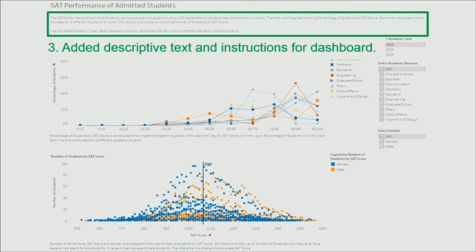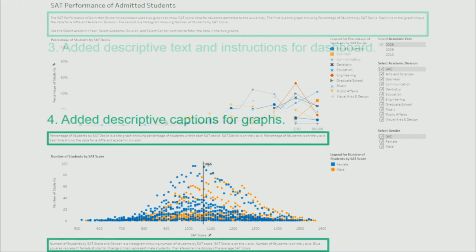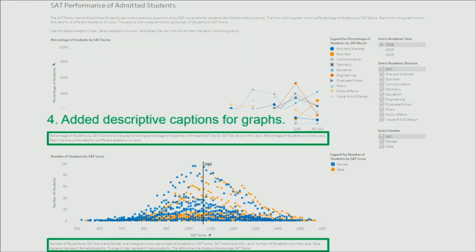I also added descriptive text and instructions up at the top. It's not important that you read it, but it basically describes what this dashboard is, what the filters are, and what they do. I also added descriptive captions for the graphs. So they explain, for example, percentage of students by SAT decile is a line graph showing percentage of students. SAT decile is on the x-axis, percentage of students is on the y-axis, and that basically can help someone understand what that data is all about.